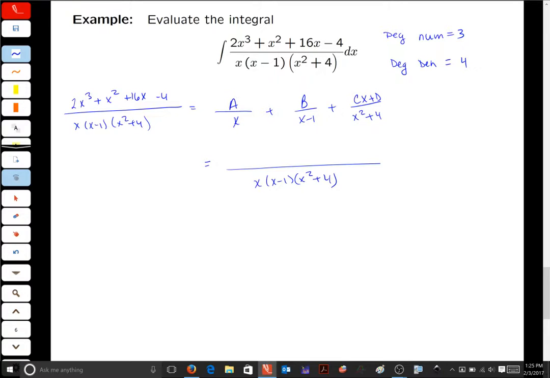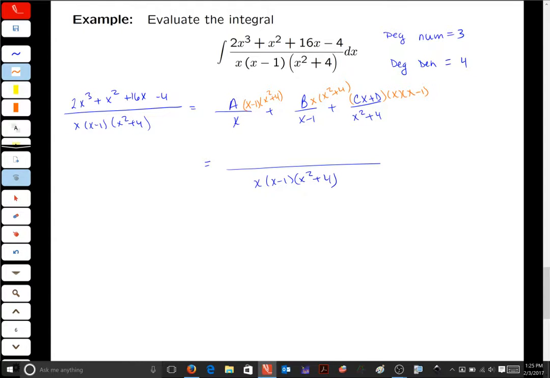Question? Yes. Yeah, and it should be, and we should recognize it to be that way. What do I need to multiply the first one by? X minus 1 times x squared plus 4. What do I need to multiply b by? X times x squared plus 4. And then the last one? X times x minus 1.